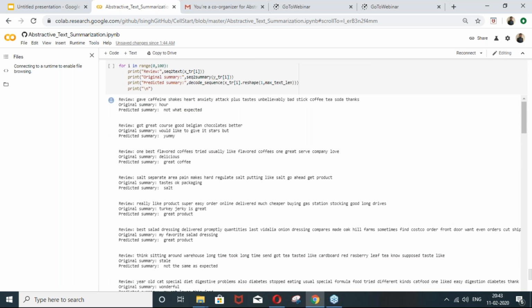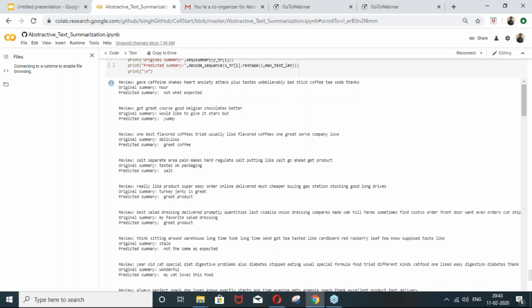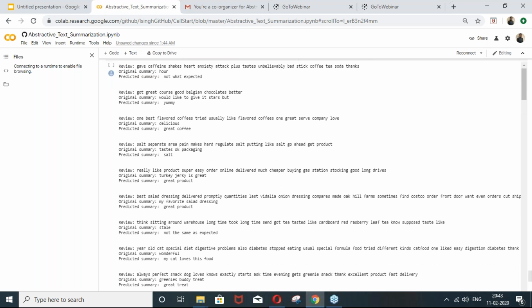You can see that the maximum of the summaries we are producing use the same words: great coffee, great product, great product. A negative review came: not the same as expected. The original summary is similar. By doing model training on 1 lakh data, I know it's not so accurate, but it pretty much resembles the original summary. It's not opposite sentiment. Suppose the user is happy with the product, it's not printing that it's not happy. So you can see, not as the same as expected.